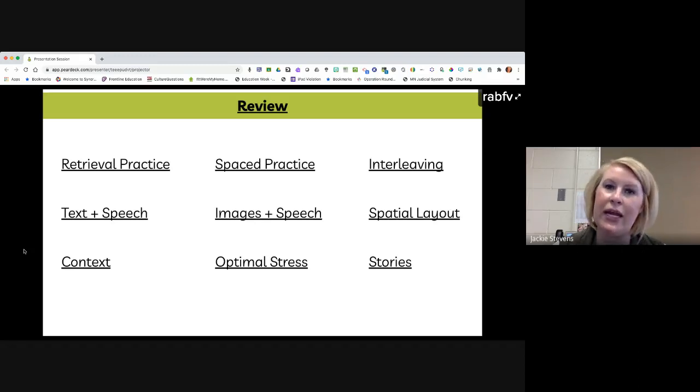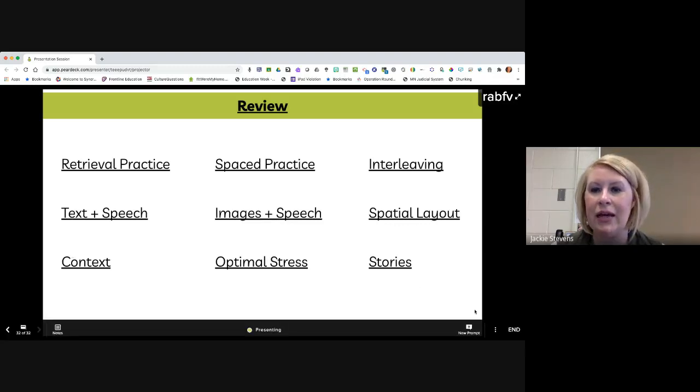So recreating context at times, whether it's the different senses, light, smell, sound, whatever it might be, recreating to boost memory, or switching up context so that students can remember the information in multiple contexts. Achieving that optimal level of stress, just a little by adding some novelty, not letting them get too bored because then they're not stressed at all, and that's not a great place for learning to happen. And then using stories.